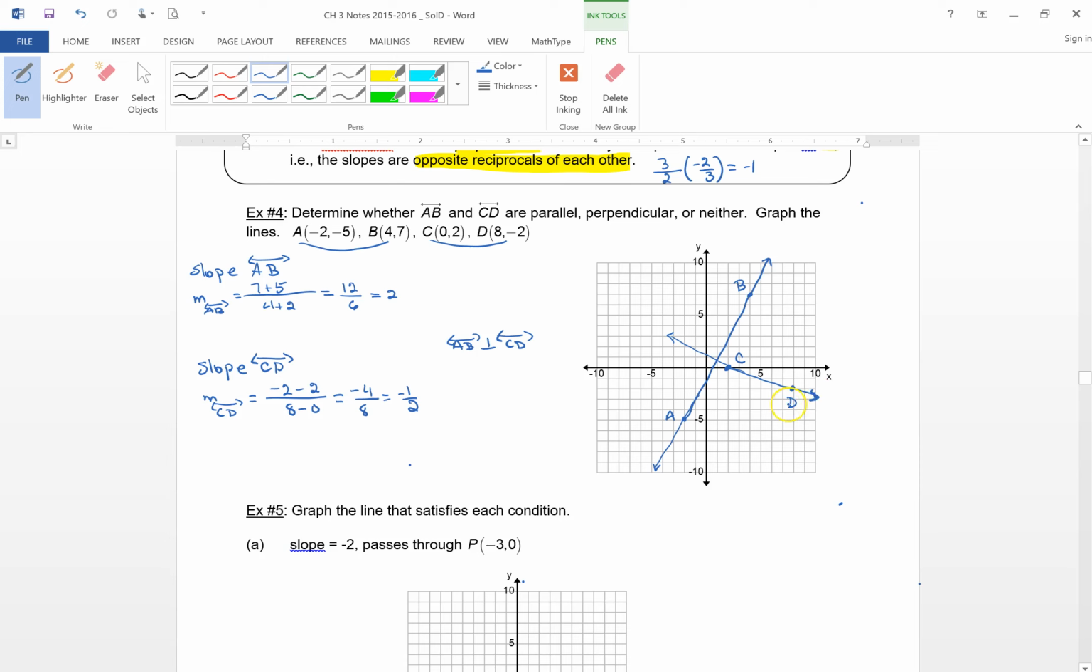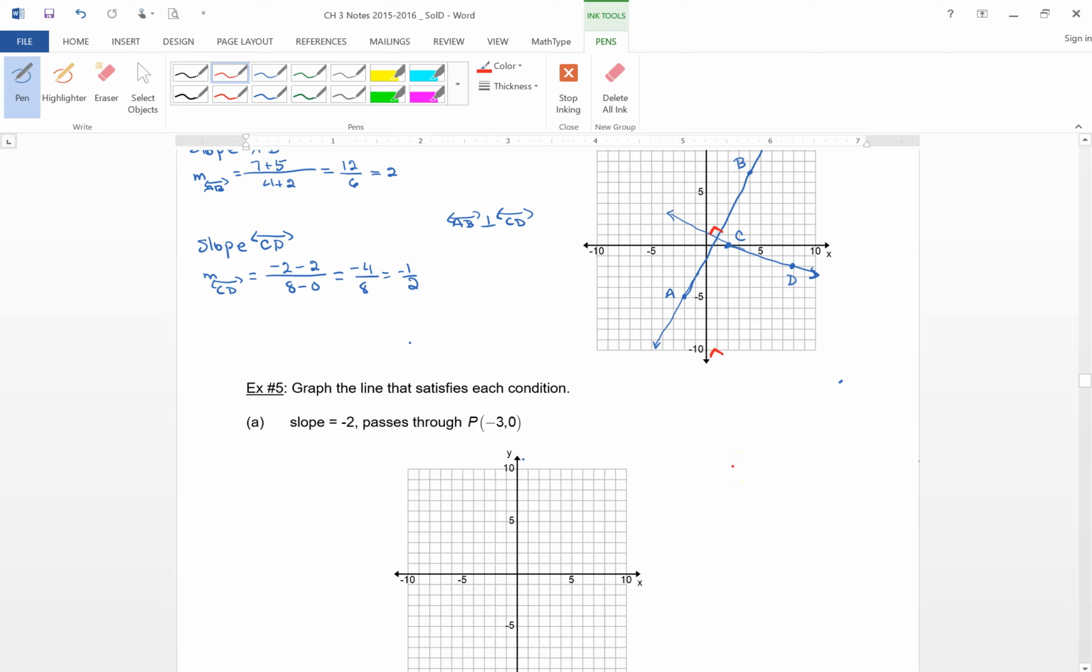Okay? And because we now know that they're perpendicular, I have to put the symbol there. Okay? Questions? You guys are remembering the good old algebra days?